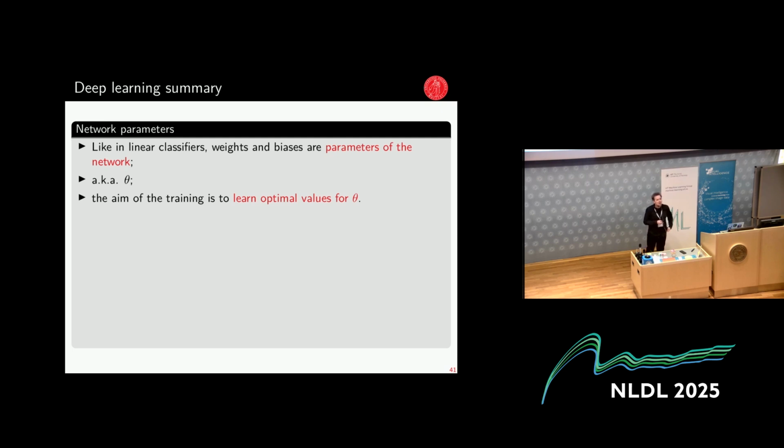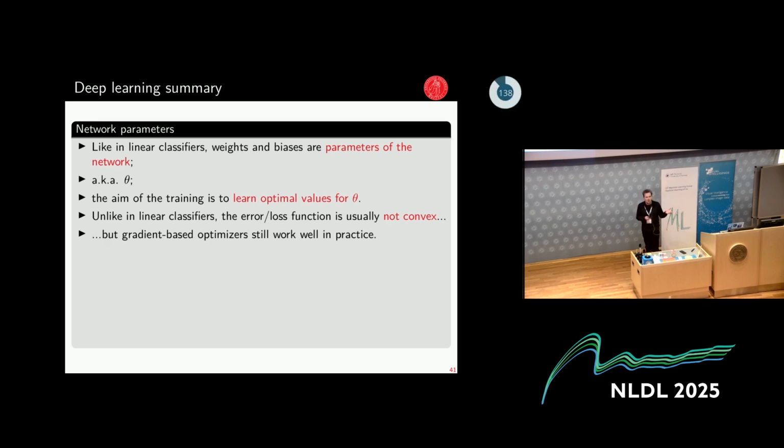Right. So the aim of the training, again, is just to learn the optimal values of the cells in this matrix. Or, yeah, you can say that it's just a set of matrices. Unlike the linear classifiers, in deep neural networks, the error function is usually not convex. But again, as I've said, gradient-based optimizers like stochastic gradient descent, ADAM, etc., still work well. So they're still being used to optimize deep neural networks.